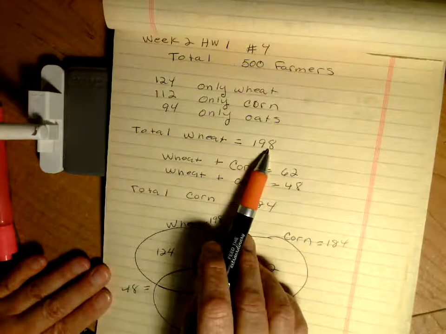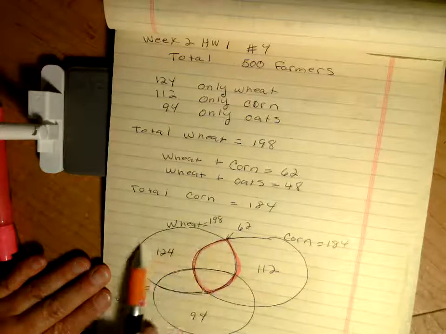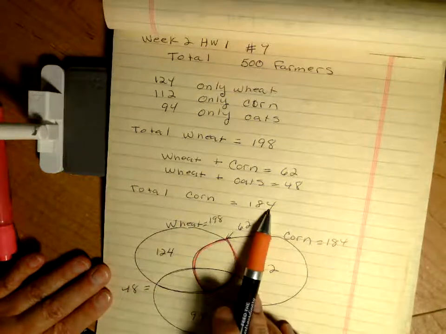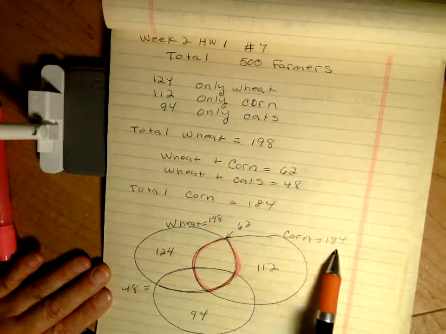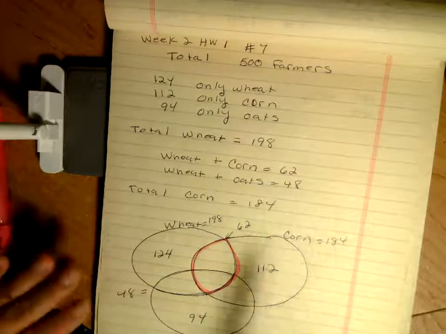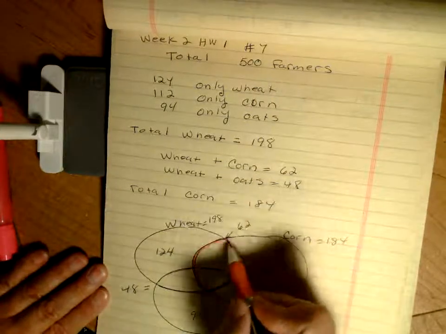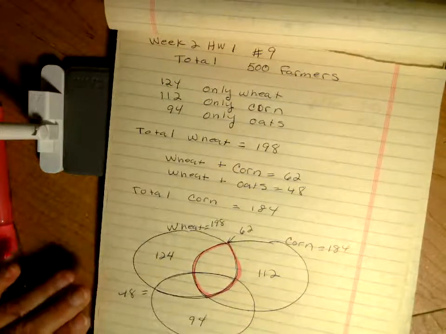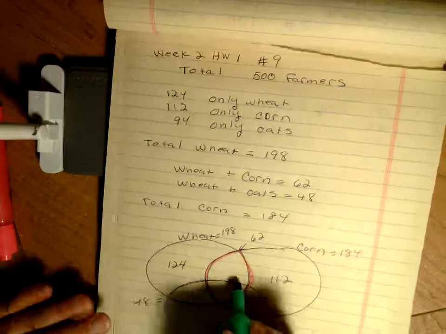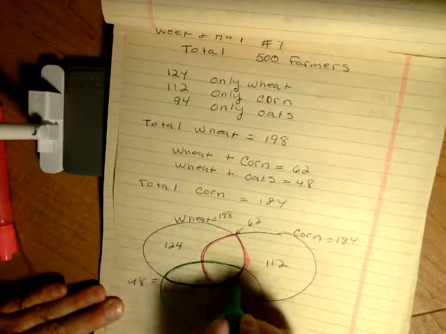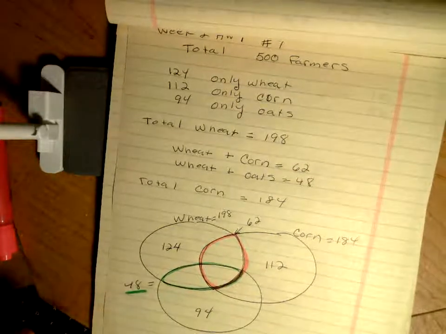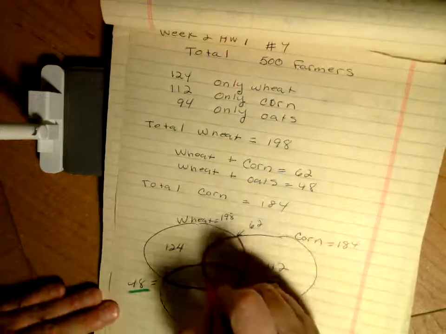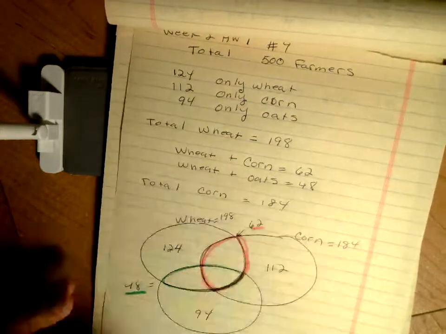Now, when we talk about total wheat, I'm just putting it on the outside. Now, I know that this whole circle should equal 198. And also with the total corn, I know this whole circle is going to equal 184. That gives me information. So now I know that this overlap here is going to equal 62, and this overlap here is going to equal 48. This whole thing is going to equal 48, and this whole thing here, this pink one, is going to equal 62.